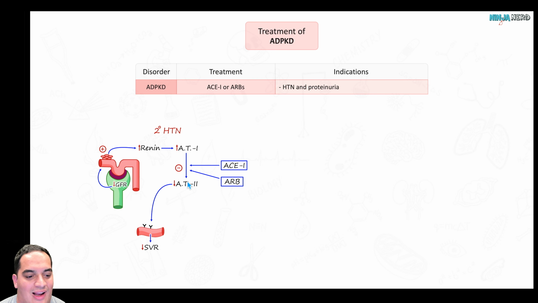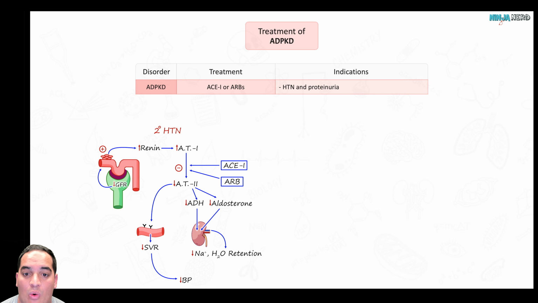That means what? I don't squeeze the vessels as hard, so I end up with a normal blood pressure, or the blood pressure at least goes down. I don't activate ADH and aldosterone, so I don't retain as much sodium and water, so I don't have as much expansion of my blood volume, so my blood pressure should also normalize and come down. So that's the mechanism of this. But it also can be used in proteinuria.